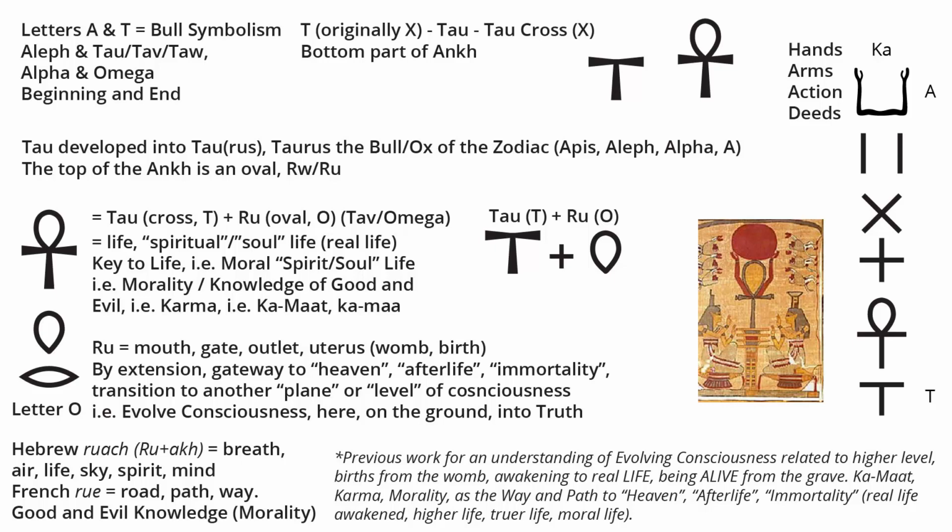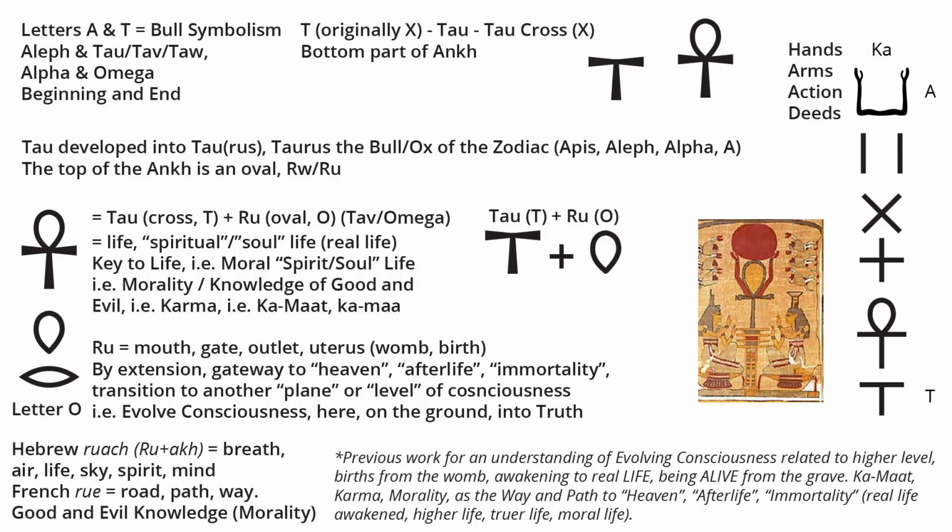That is to say ka-ma'at, ka-ma'a. Karma comes from ka-ma'a, from ka-ma'at. That's the source of karma, is the knowledge of good and evil. Either you live by ma'at, or head towards isfet, towards order or chaos, towards good or evil, moral or immoral, truth or falsity. So the Ru here is mouth, gate, outlet, uterus, the womb, and birth.